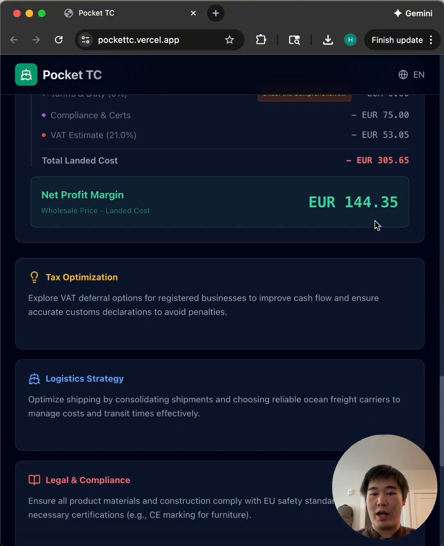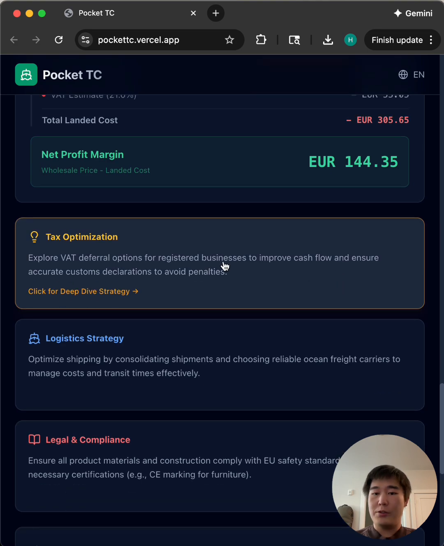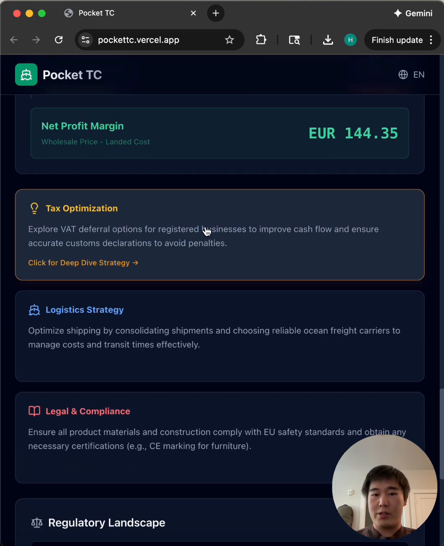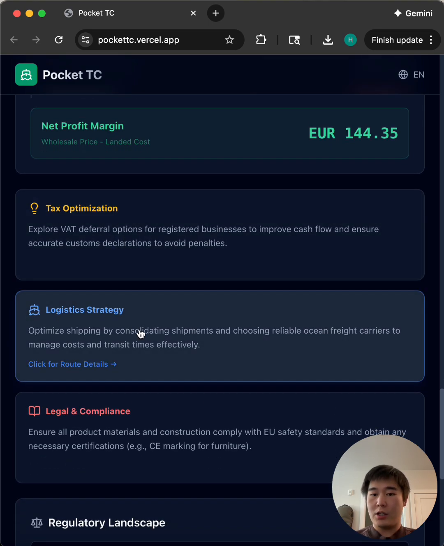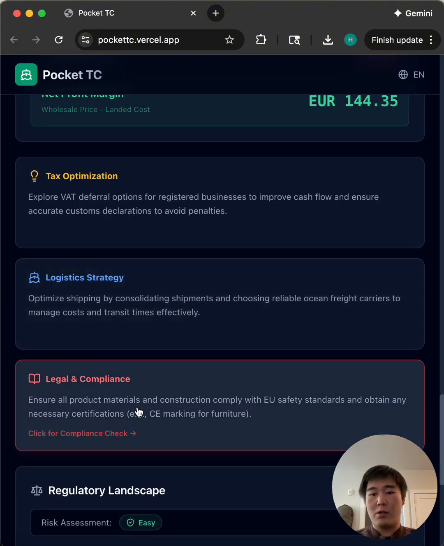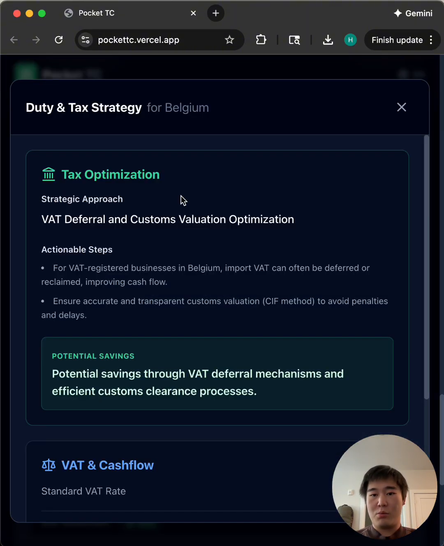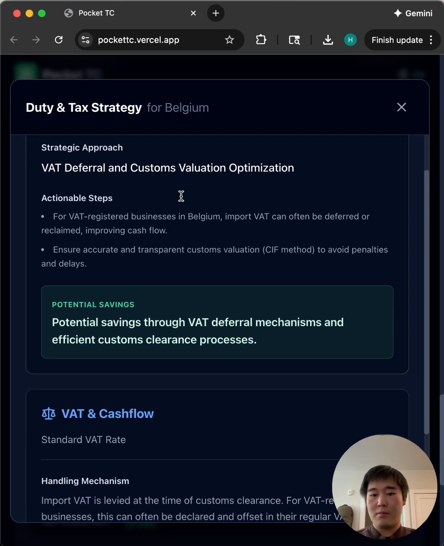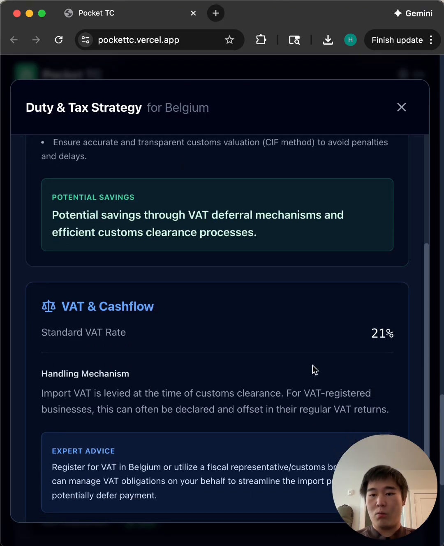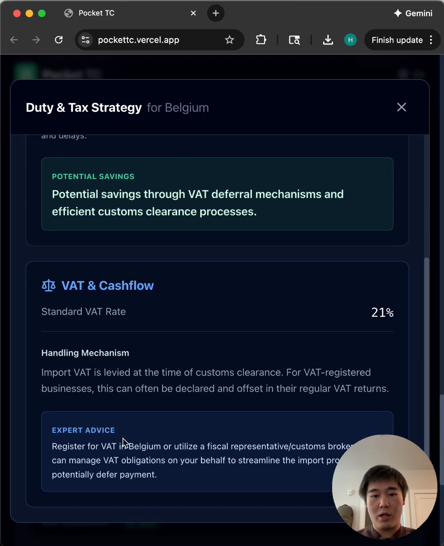After that, we have three core sections on how you can optimize your business. For example, we have tax optimization here, logistics, and also legal compliance, to make sure that you can actually sell your stuff there. Each one of them can be clicked into. It has more detailed information on why there's 21%, for example, and expert advice, such as register for VAT in Belgium, etc.